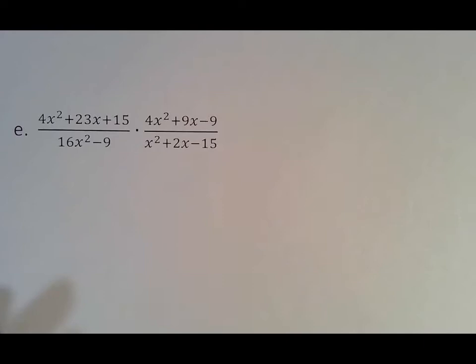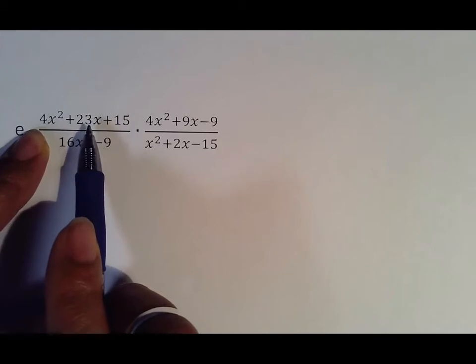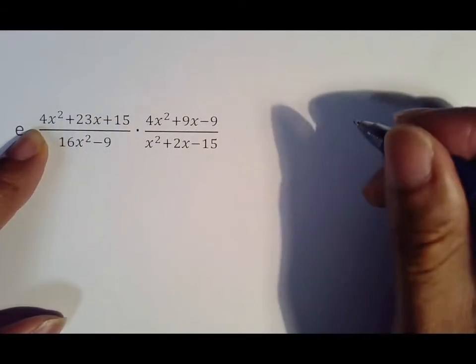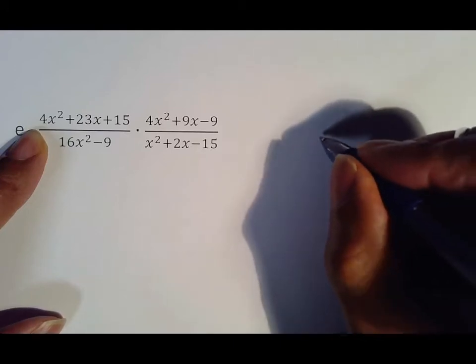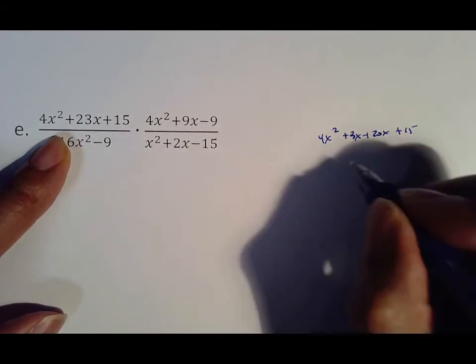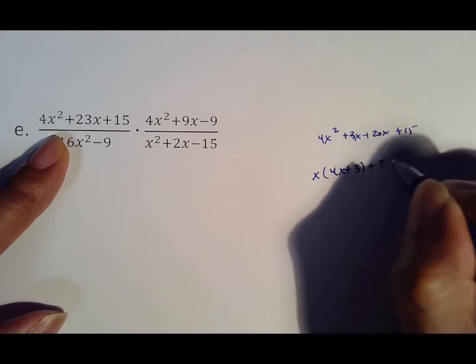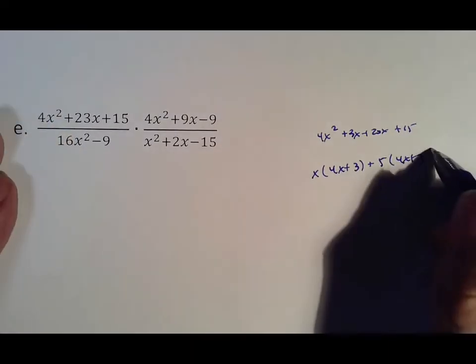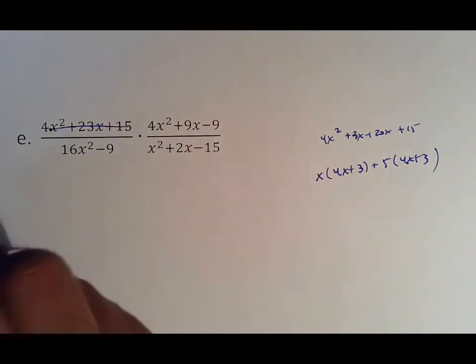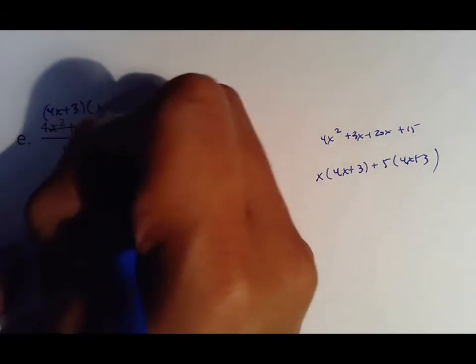But getting back to this one, looking for numbers that multiply to be 60 and add to be 23. 3 times 20, as far as what I know. So in order to do this, I'm going to go off to the side. 3 times 20, I'm pretty sure is it. So 4x squared plus 3x plus 20x plus 15, which becomes x times 4x plus 3 plus 5 times 4x plus 3. I don't need to see the whole process to know this turns out being 4x plus 3 times x plus 5.